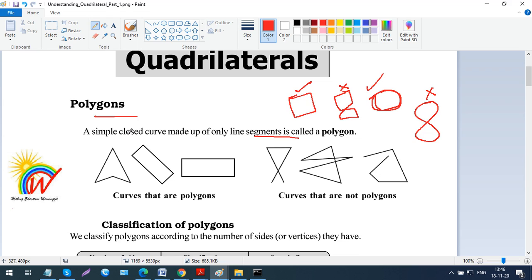They are saying a simple closed curve, so it should also be a closed one. It should be a closed figure, it should not be left open like this. This is not a closed curve. So a simple closed curve made up of only line segments is called a polygon.